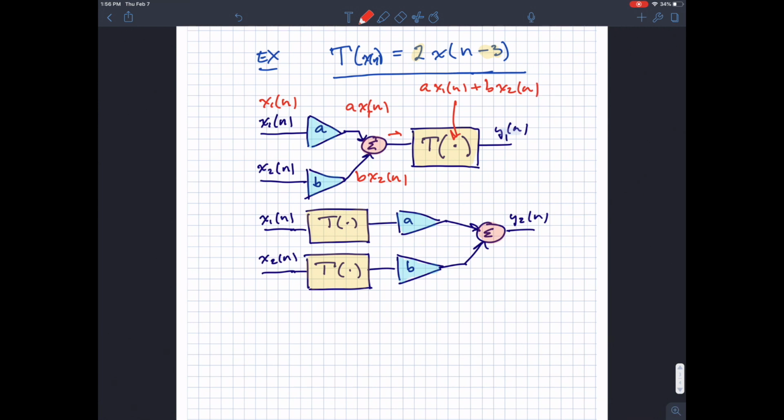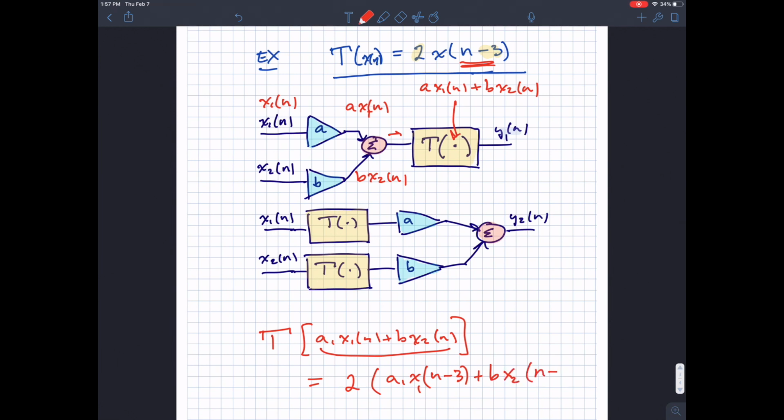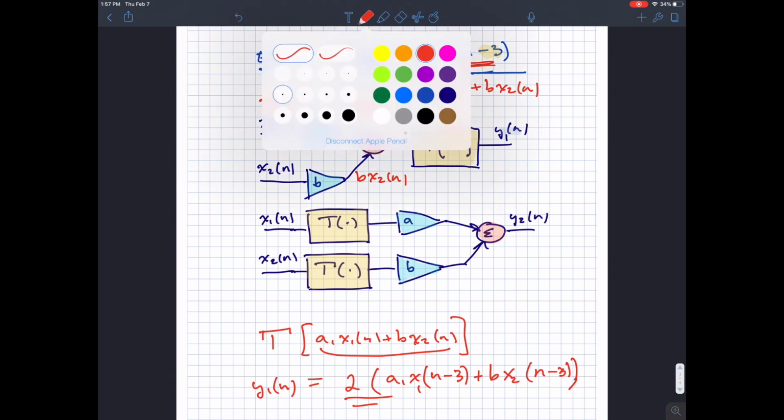All right, so moving this down, the transformation says to multiply this whole thing by 2, and everywhere I see an n, I delay it by n minus 3. Okay, and so that's my output y1 of n. Okay, so let's now consider y2 of n.